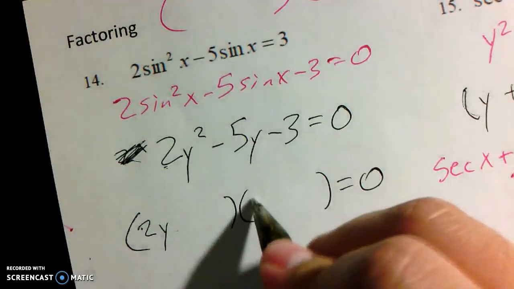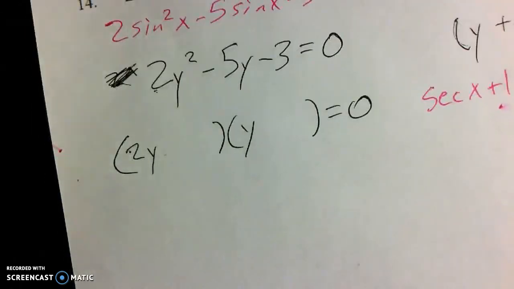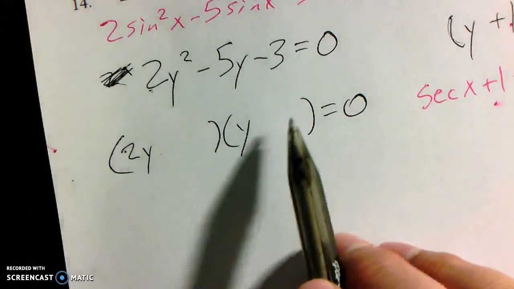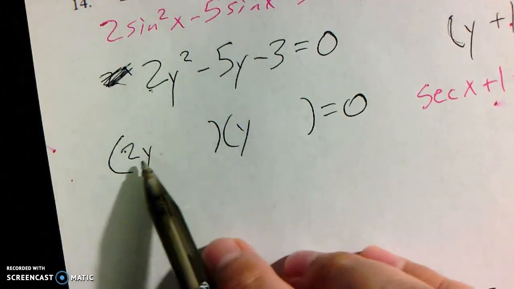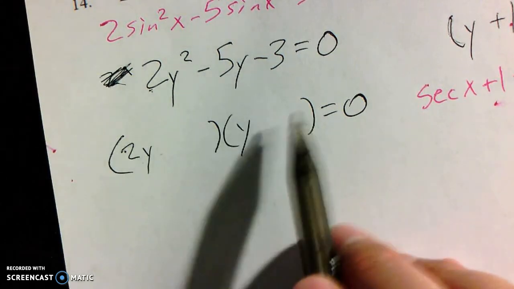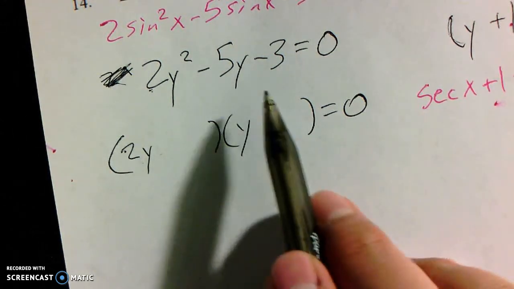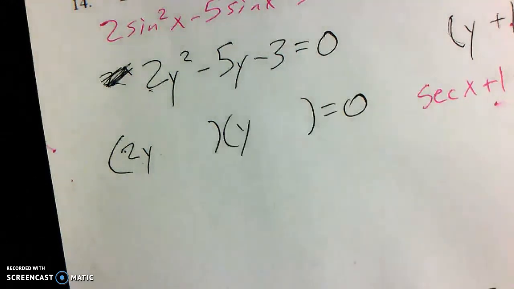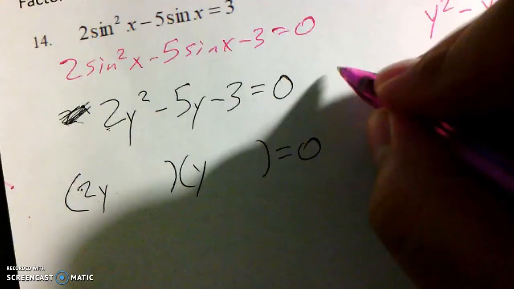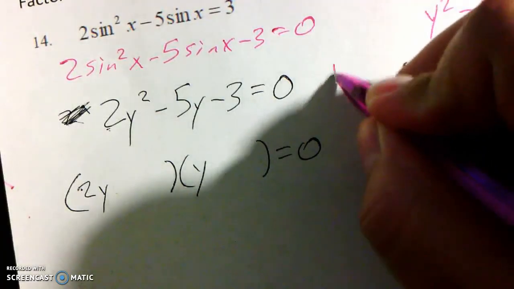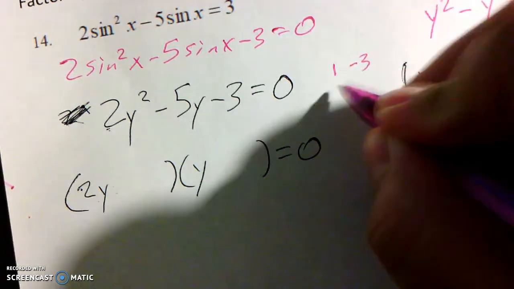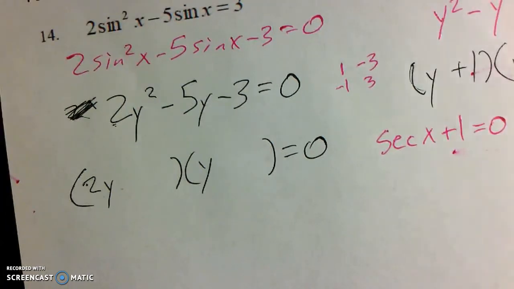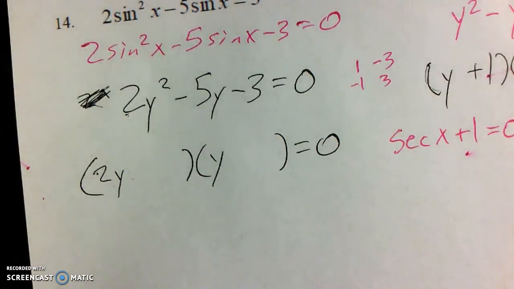So I'm going to write 2y and y. So the only thing I have to be careful of here is that whatever term I put over here is going to get multiplied by the 2y. So whatever factor of negative 3 goes right here is going to be doubled. Okay, so my factors of negative 3 are going to be 1 and negative 3, negative 1 and 3, and that's it. Those are my only options. So those are the only two pairs that I'm going to be filling in here.